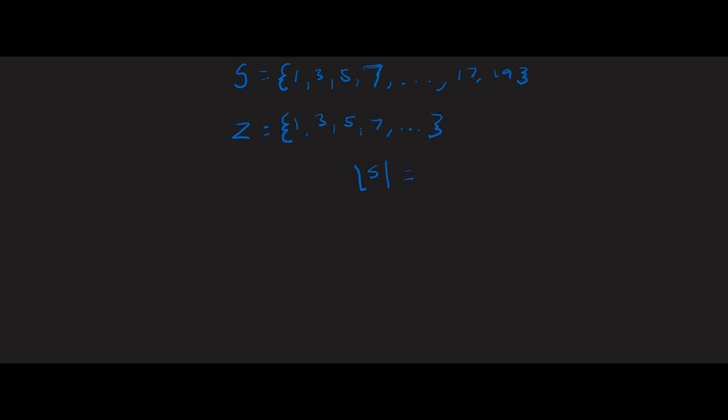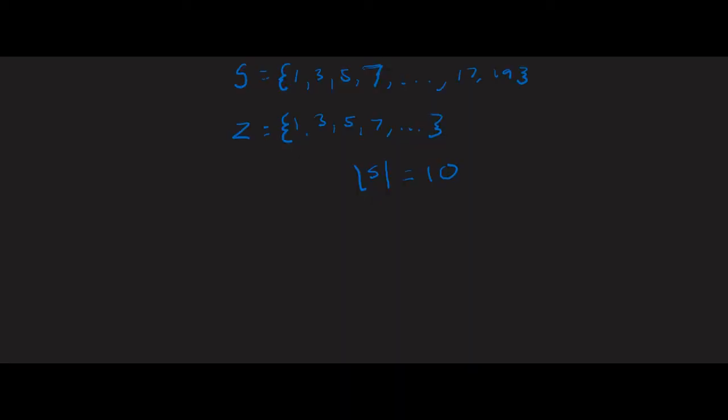So for example, in the set S, it's 1 to 19, and there's odd numbers. So there's 20 numbers there, and it's all the odd numbers. So you just divide it by 2, and it's 10, right? Now you could do this for any set just to work out how many values there are.